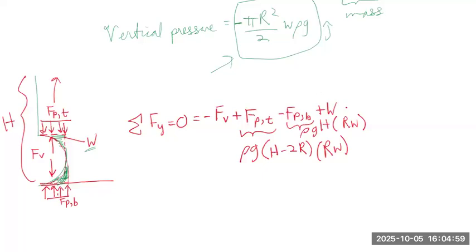Now we have to find the weight of the volume of water in the control volume. So how do we do that? We can express it as rho, the density of water, times gravity, times the volume of the control volume. So what is the volume of the control volume?